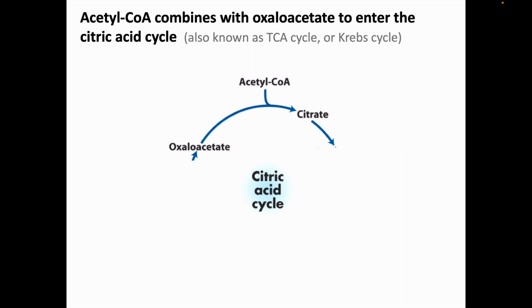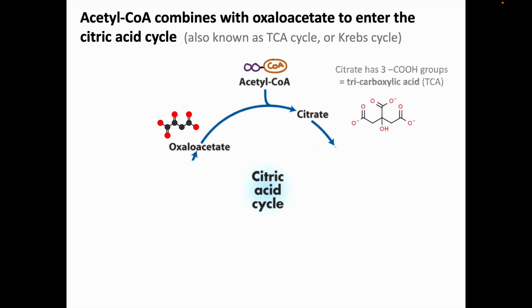This next part will probably be more familiar. The acetyl-CoA, 2 carbons in the acetyl group, combines with oxaloacetate with 4 carbons, to form citrate as the initial step in the citric acid cycle. We see here that citrate has 3 carboxylic acid groups, which is why the citric acid cycle is also called the tricarboxylic acid, or TCA cycle.